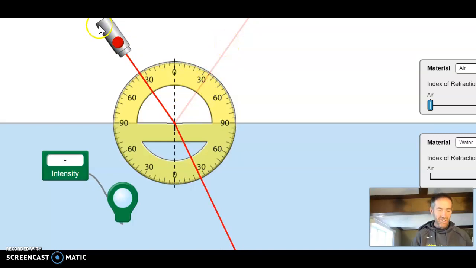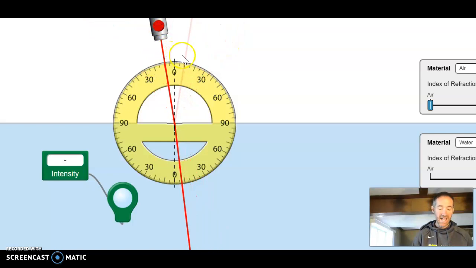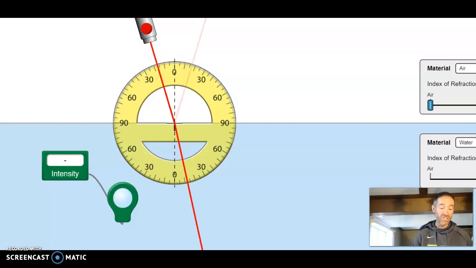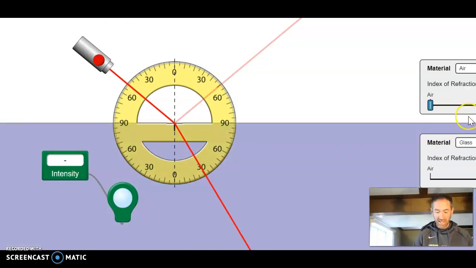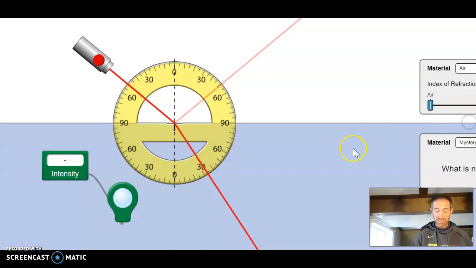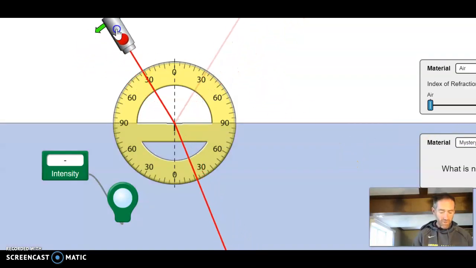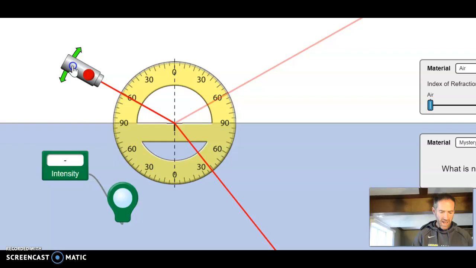In fact, there's no way for me to make the angle of reflection any different than the angle of incidence. And that was noticed a long time ago, that you're always going to have that. That doesn't matter if you're reflecting off of water, or if you're reflecting off of glass, or if you're reflecting off of mystery substance B. It doesn't matter. Any of these angles of incidence are always going to match the angle of reflection.